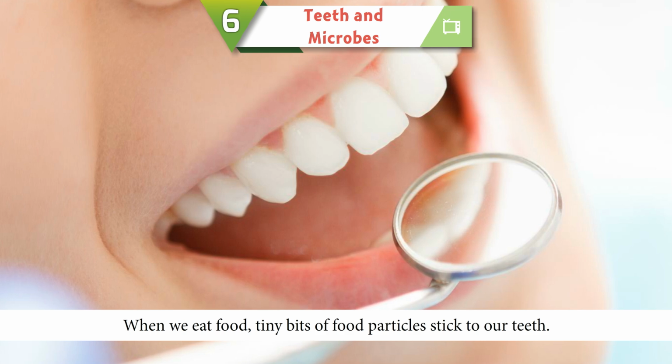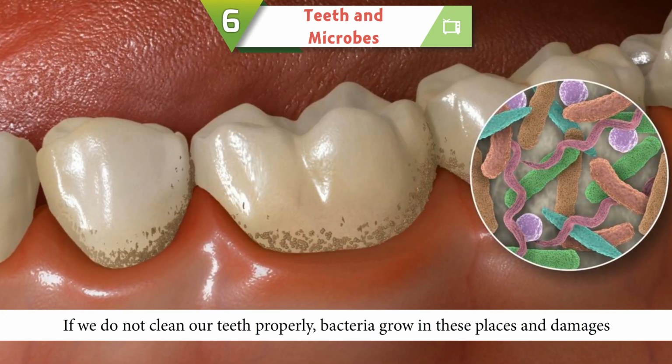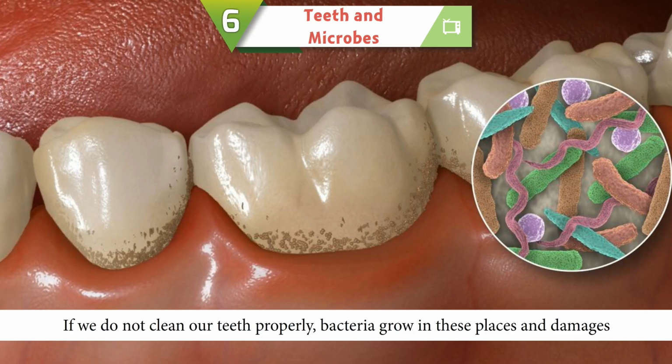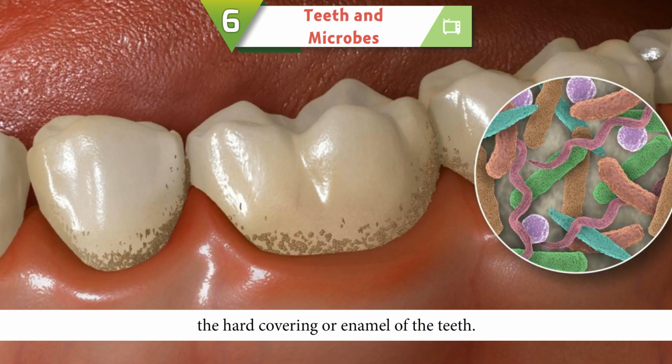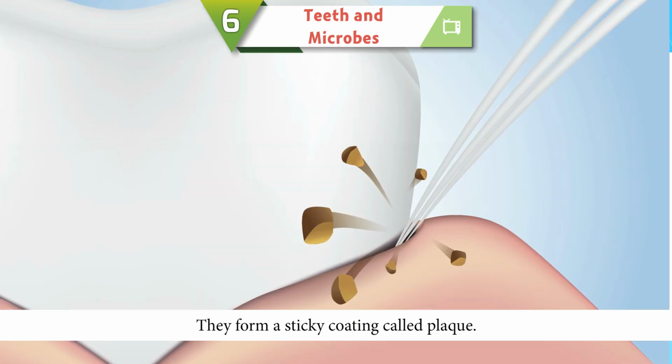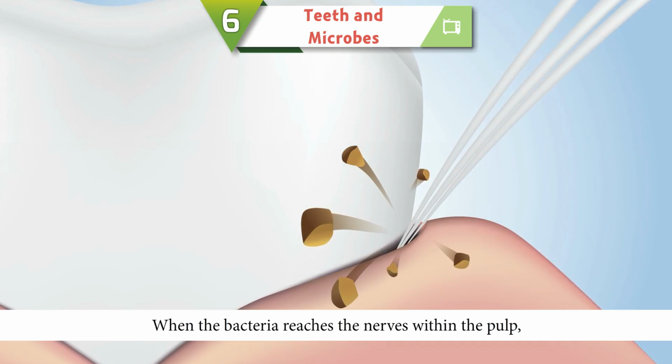When we eat food, tiny bits of food particles stick to our teeth. If we do not clean our teeth properly, bacteria grow in these places and damage the hard covering, or enamel, of the teeth. They form a sticky coating called plaque. Then they attack the dentine and finally the pulp.